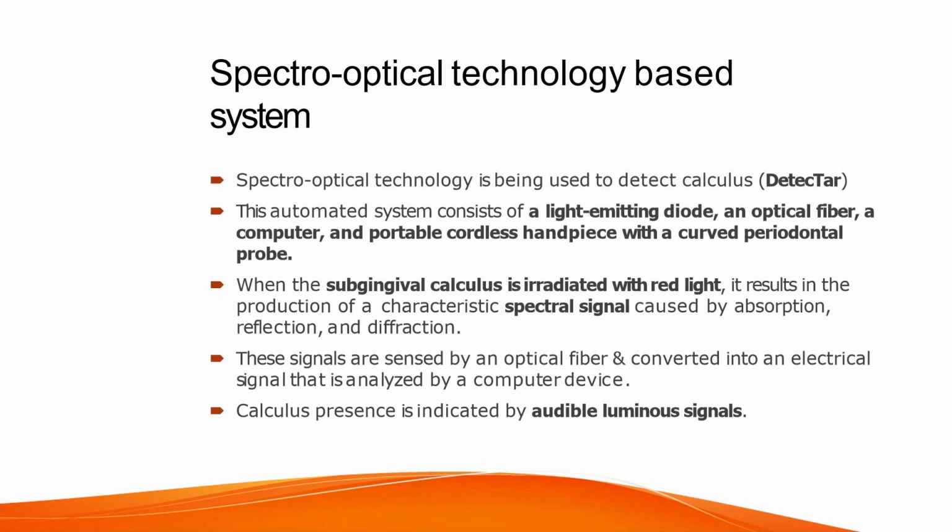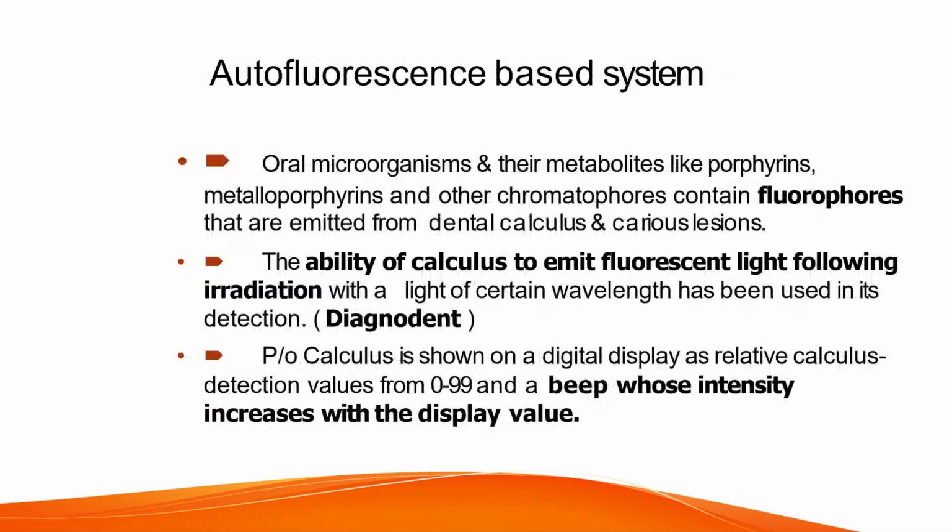So what you can do is just insert this detector probe into the sulcus, and if there is any presence of calculus, it is going to give us audible luminous signals. If there is no calculus, no signals, and therefore no need of treatment. But in case there is calculus, it will alert us with a signal, and then we can go ahead with oral prophylaxis.